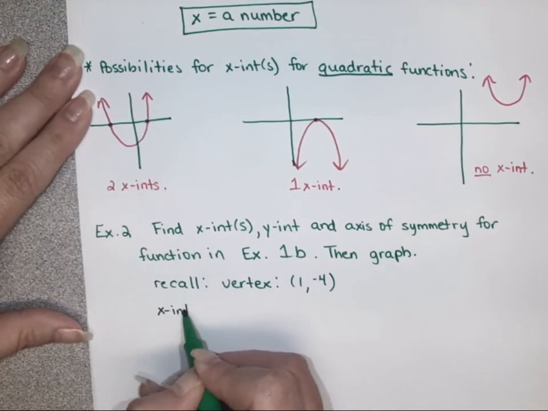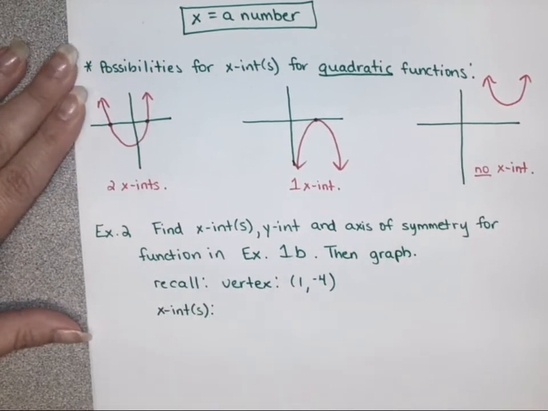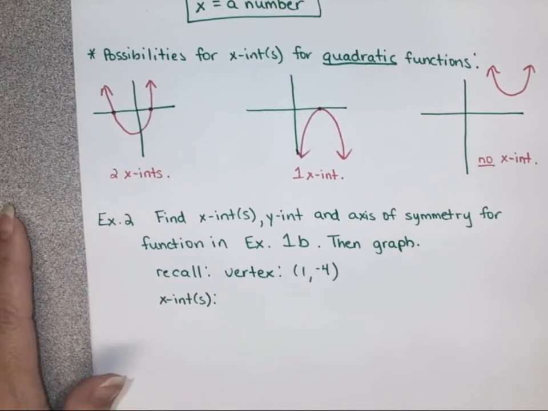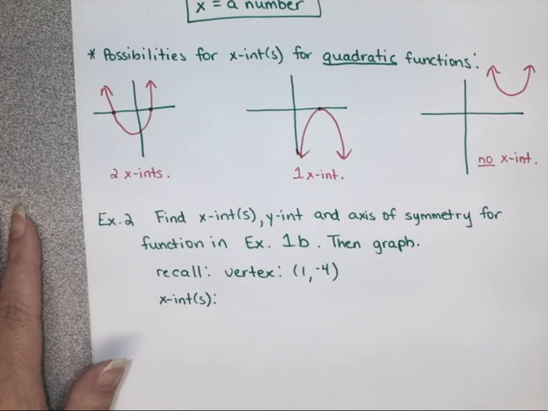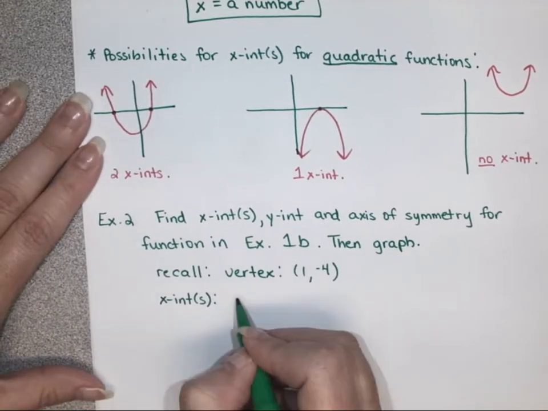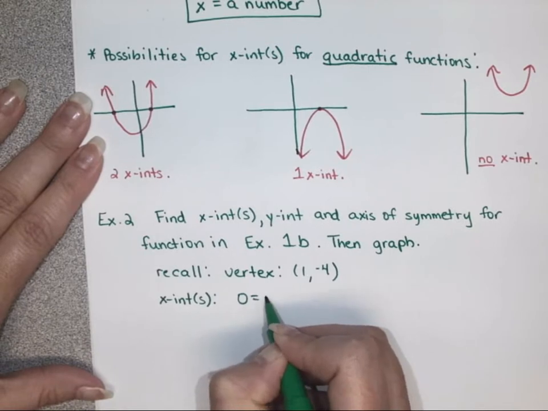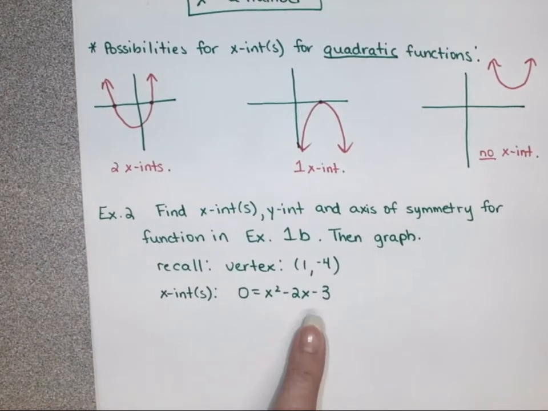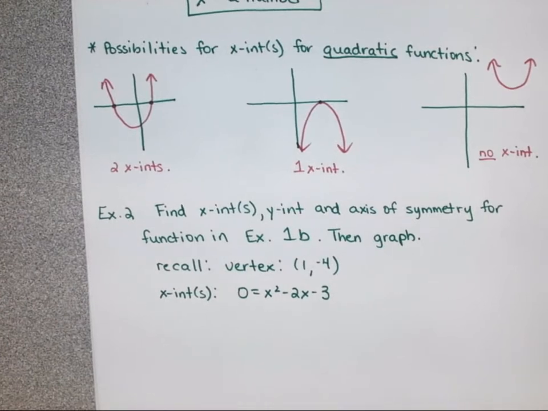All right, so let's start with the x-intercept or possibly intercepts. The reason I write the s in parentheses is because there could be one or possibly none, or there could be more than one. There could be two. So we're going to set that equation equal to 0. This is the equation I used in 1b, so that's where I'm pulling it from.